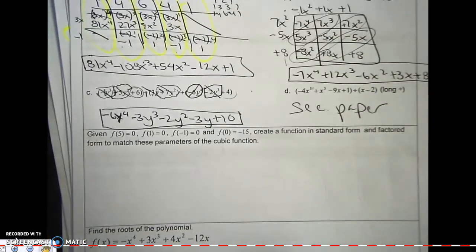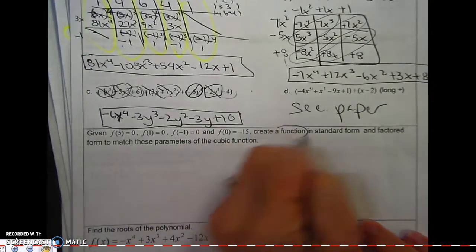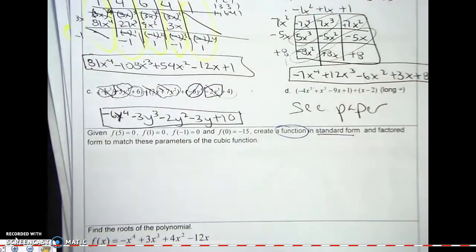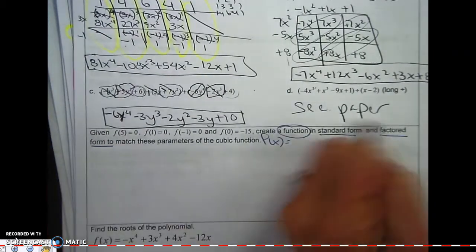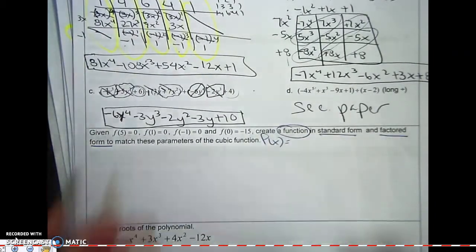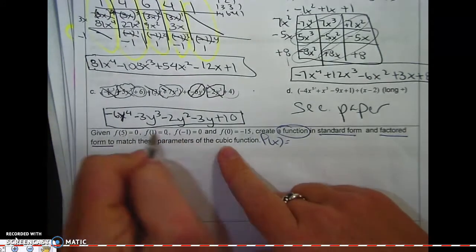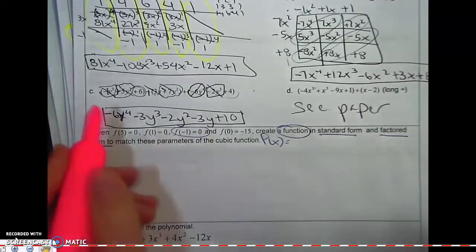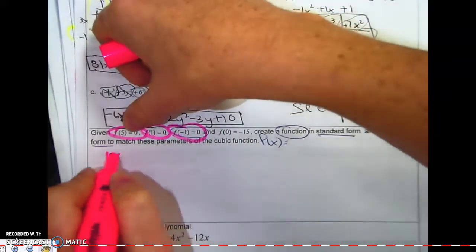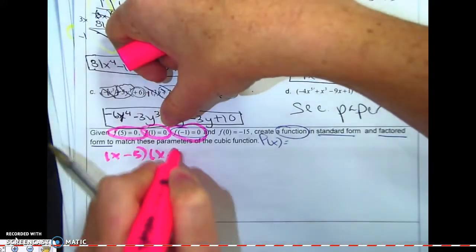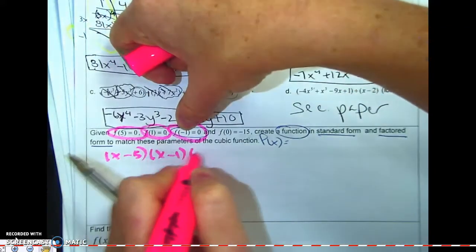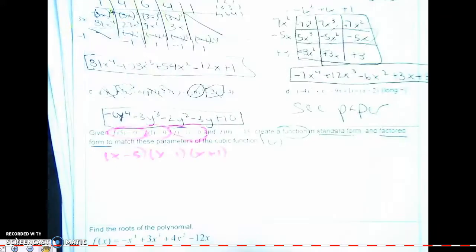What they want you to do is create a function in standard form. So, I need to make sure I write an f of x equals. I'm going to first start it in factored form, and then I'll distribute it all and get it into standard form. So whenever I see this, this means these are my zeros. These are my x-intercepts. So if I take the opposite of 5, that's negative 5. The opposite of 1 is negative 1. And the opposite of negative 1 is positive 1.